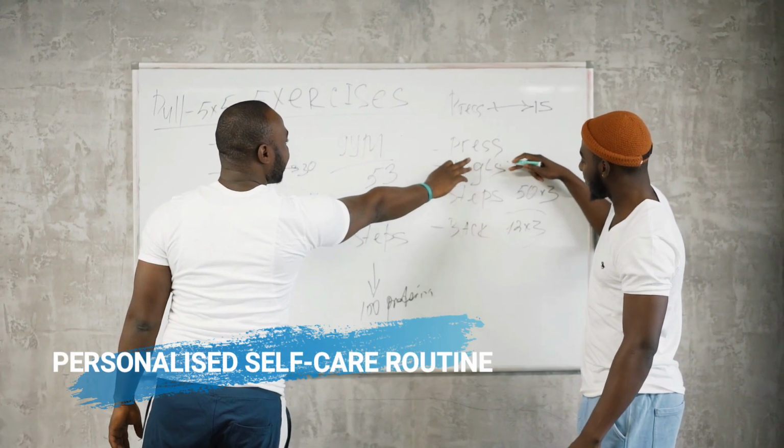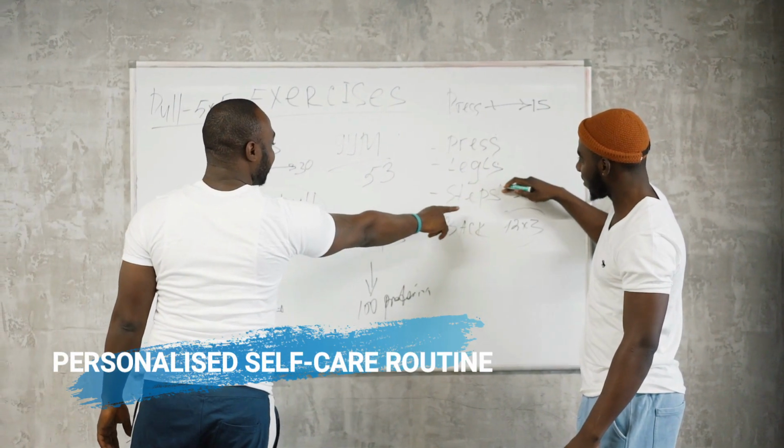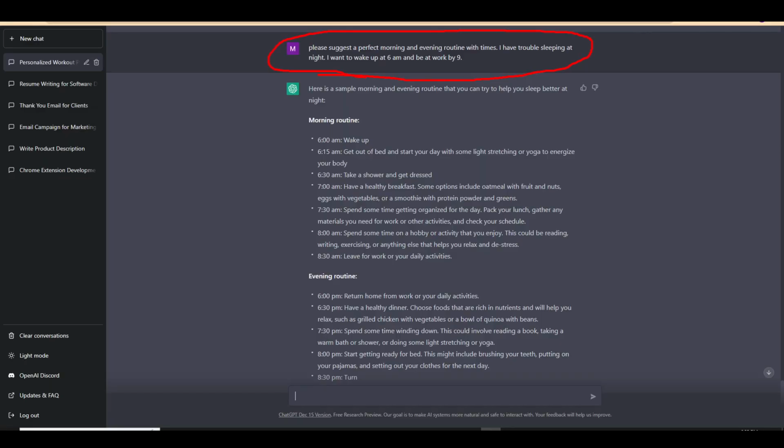Alright guys, so the last thing that ChatGPT can help with is creating a personalized self-care routine to boost your overall well-being. All you have to do is tell it what your goals are and what your schedule looks like, and it will come up with a customized morning and evening routine for you.